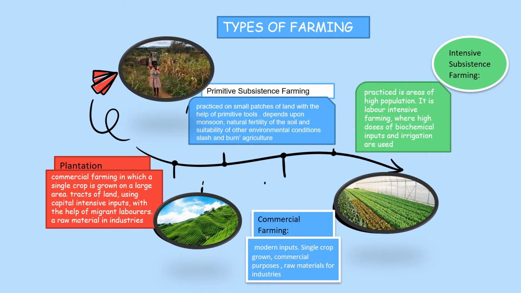The next one is commercial farming. Here the farmer uses modern inputs. Only a single crop is grown and it is grown for commercial purposes. This crop is used as a raw material for industries.